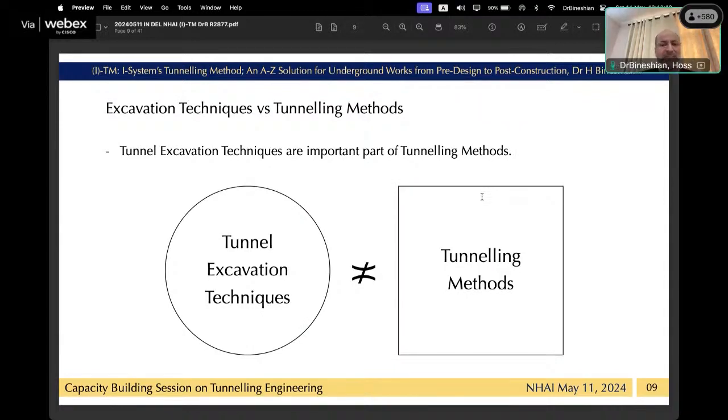Let's enter a little bit more into tunneling methods. In many places, even from the experts, I hear they are using the excavation techniques as tunneling methods. They are totally different. Tunnel excavation techniques are important parts of tunneling methods, but they are not tunneling methods. They are not equal to tunneling methods. Tunneling methods are totally different. I will explain the difference.